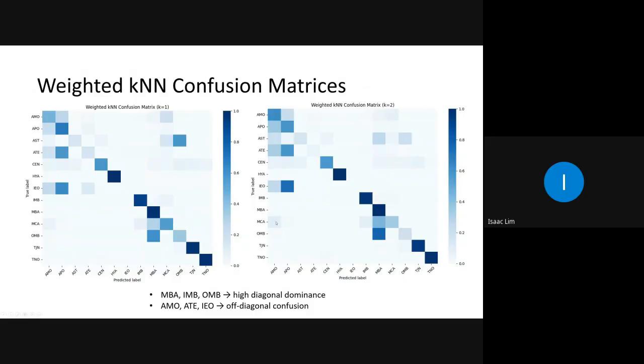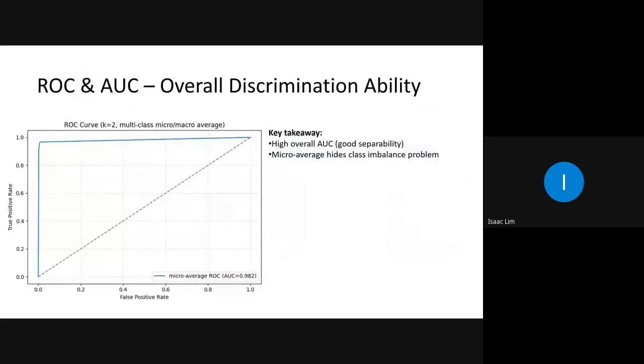Yeah, so the next slide. These are the confusion matrices for k equals 1 and k equals 2. The dark diagonal blocks show correct predictions, especially strong for classes MB, IMB, and OMB. However, classes like AMO, ATE, and IEO show more off-diagonal confusion, meaning the model mixes them up. Moving from k equals 1 to k equals 2 slightly smooths out these errors, giving more stable predictions. Next.